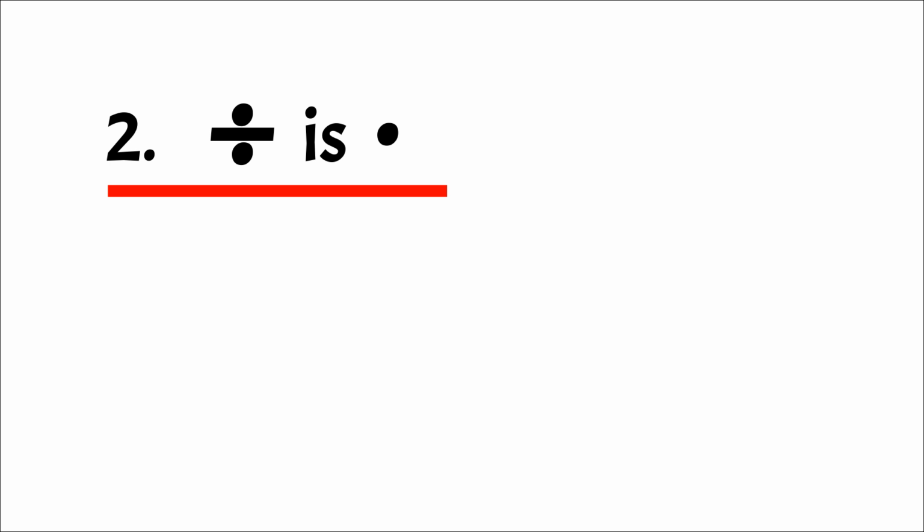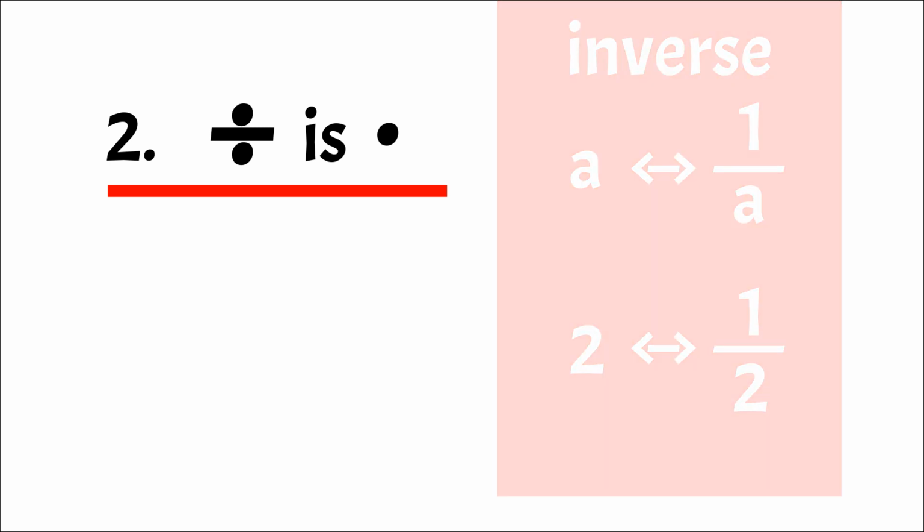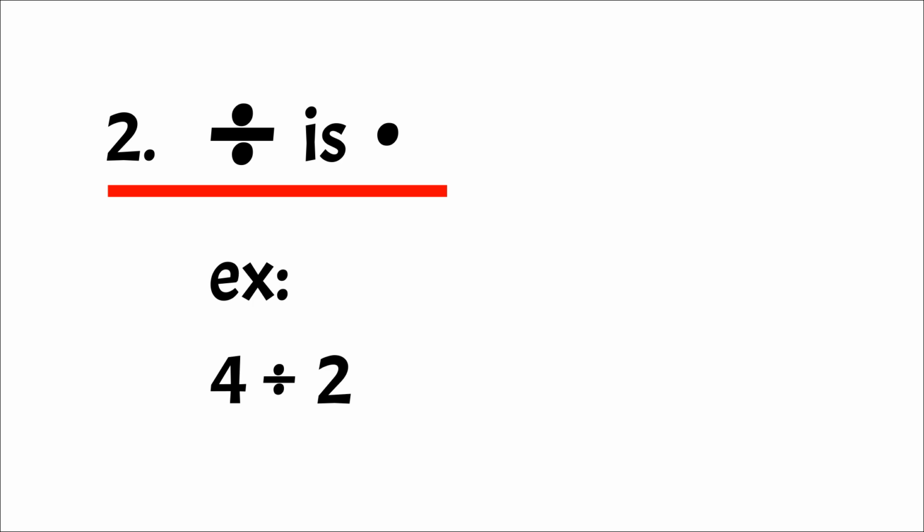Number 2. Division is multiplication with inverse. What is inverse? Well, the inverse of a number, say a, is 1 over a. So the inverse of 2 is 1 over 2. Thus, a division, say 4 divided by 2, can be changed into multiplication of 4 times 1 over 2.